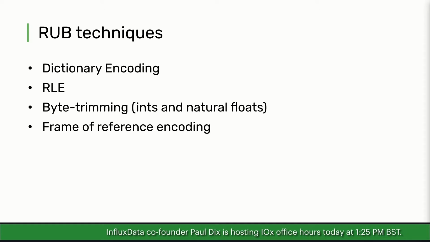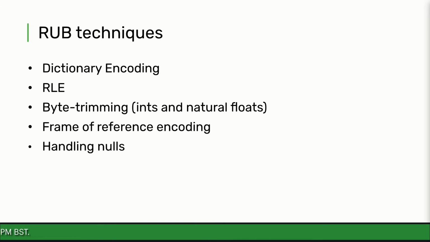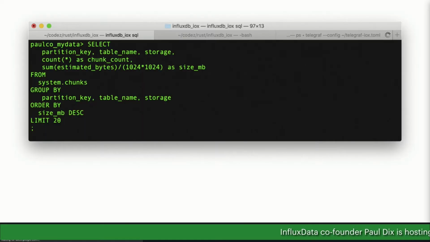Frame of reference encoding. This isn't something we're doing yet, but it's something that will be coming soon, which is basically if there are a bunch of values that are very high numbers, we can have an offset that applies to all those values to reduce the number of bytes that we need for the representation of it. And then the other big thing that recently got added is a more efficient handling of nulls. Now, this is important for sparse tables, which we discovered through our own production dogfooding of this system.